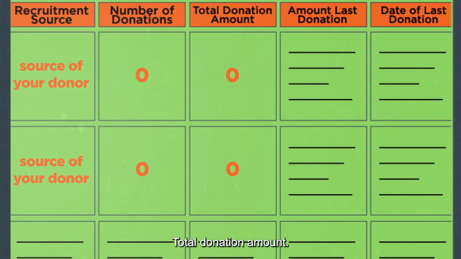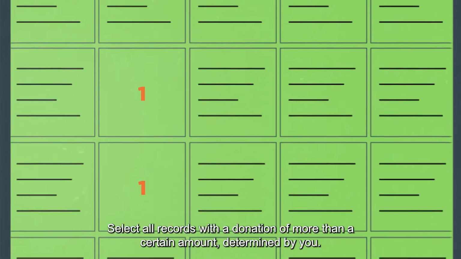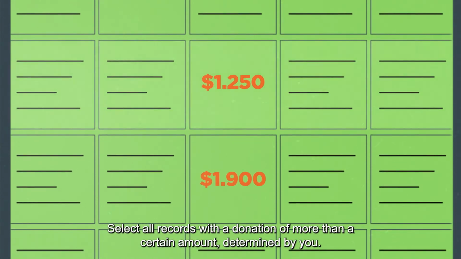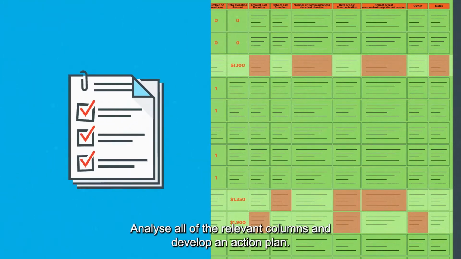Total donation amount. Analyze your major donors separately. Select all records with a donation of more than a certain amount determined by you. Analyze all of the relevant columns and develop an action plan.